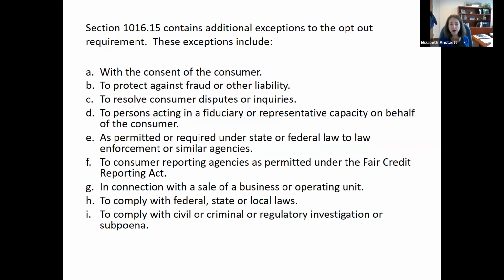such as to protect against fraud, to resolve disputes, to fiduciaries and representatives of the consumer, any sharing permitted or required by federal or state law, of course, to consumer reporting agencies. Again, if there's a sale, if an entire portfolio or entire business is sold, the purchaser will, of course, get all the information. And then we see other requirements of federal and state law. And so these are not even all of the exceptions, but what you see is there's a lot of exceptions. Let's just leave it with that.